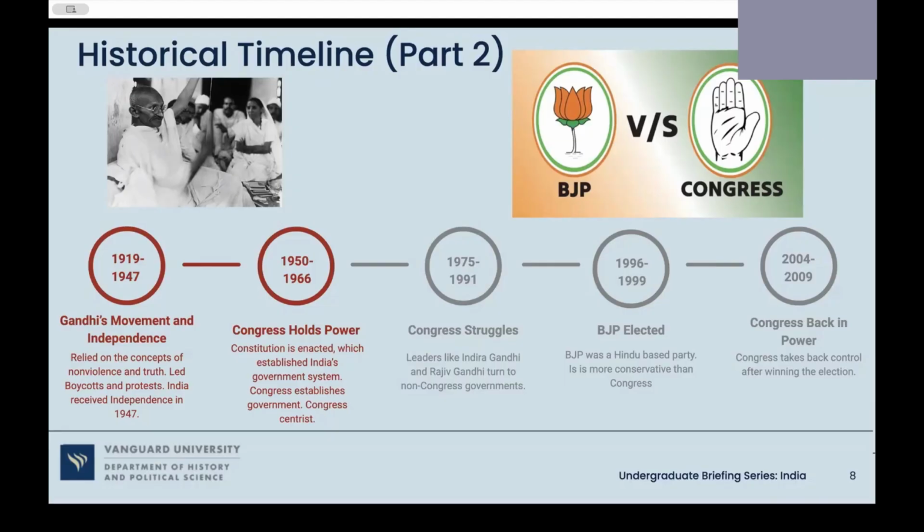And eventually that led to, in 1996, the BJP being elected. That was a different political party, Hindu-based and more conservative than Congress. So that's just the main rival political party, essentially. And then from 2004 to 2009, Congress was back in power. So they were the dominant political party at the time.